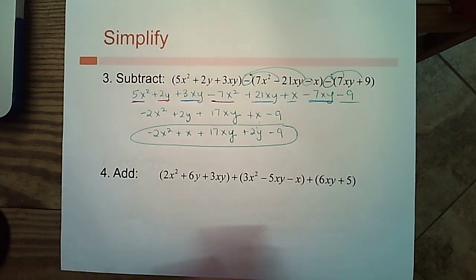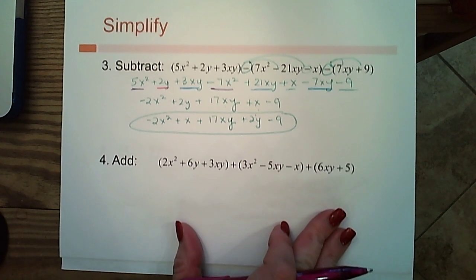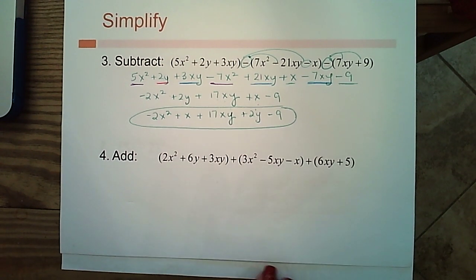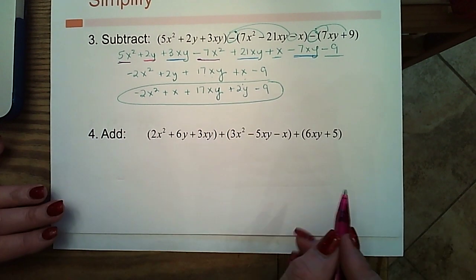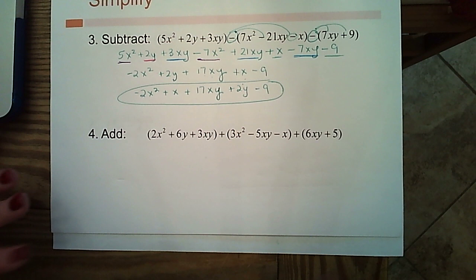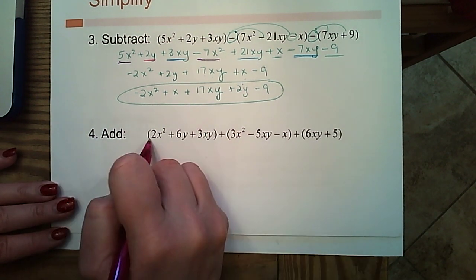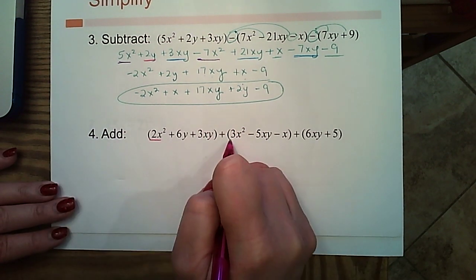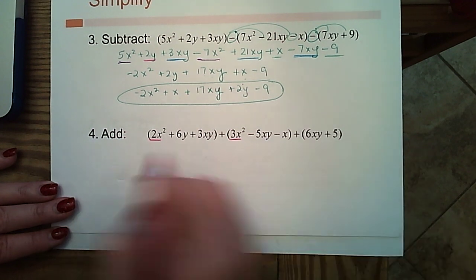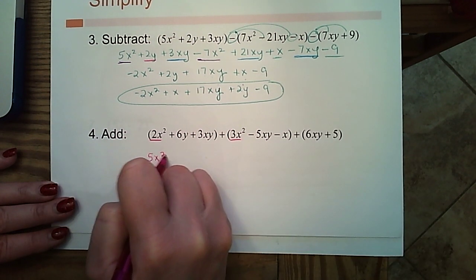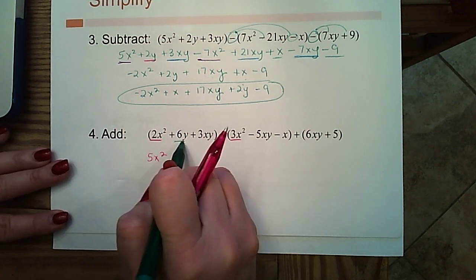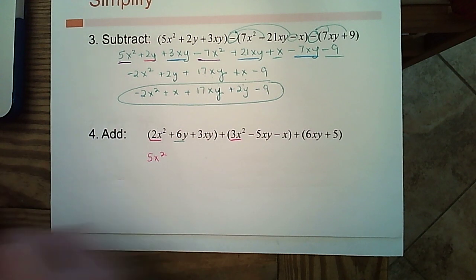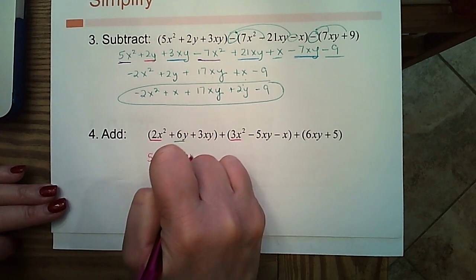Alrighty, now we're going to add all this mess together. Adding is just a glorified combine like terms. So with adding, I just got to find his mate, put them together, and simplify my work. So I have 2x squared, 3x squared, so it's 5x squared. Again, I'll worry about standard form after. I have 6y, and he has nobody.